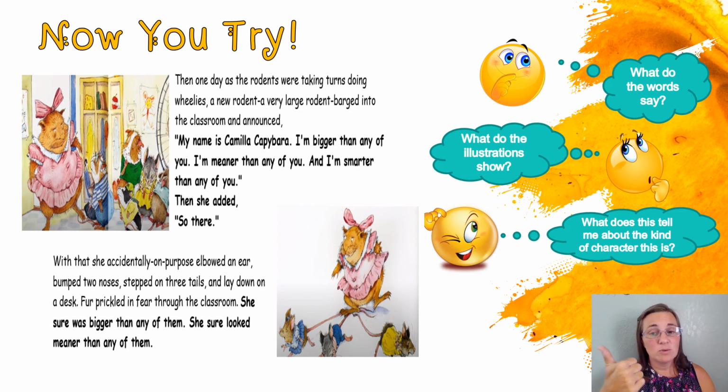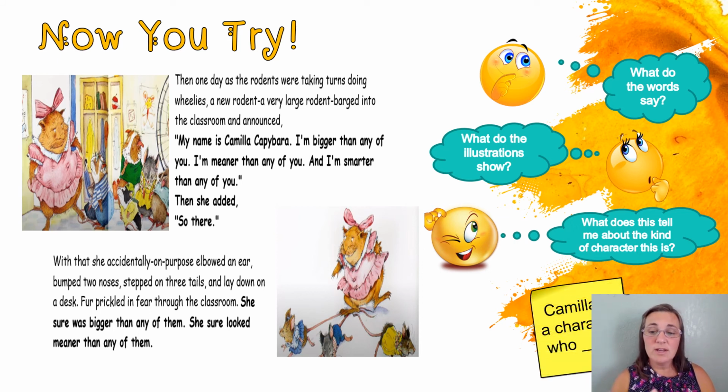Once you've thought about what the words say and the illustrations show, and you've thought about what kind of character Camilla is, I want you to create a Camilla statement. Camilla is a character who, what? On the next Nearpod slide, I want you to share your thoughts. What did the words say? What did the illustrations show? And then tell what your character statement is. Camilla is a character who, blank. Head to the next Nearpod slide to share your thoughts.